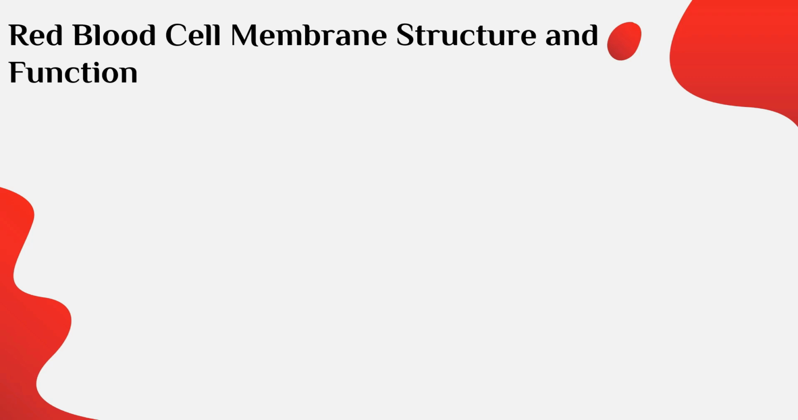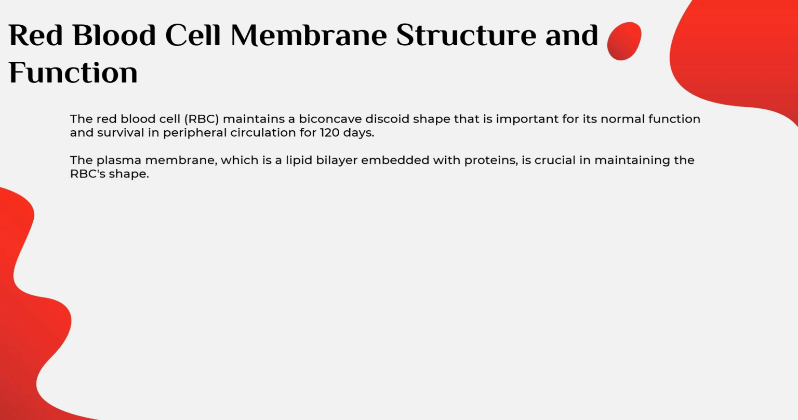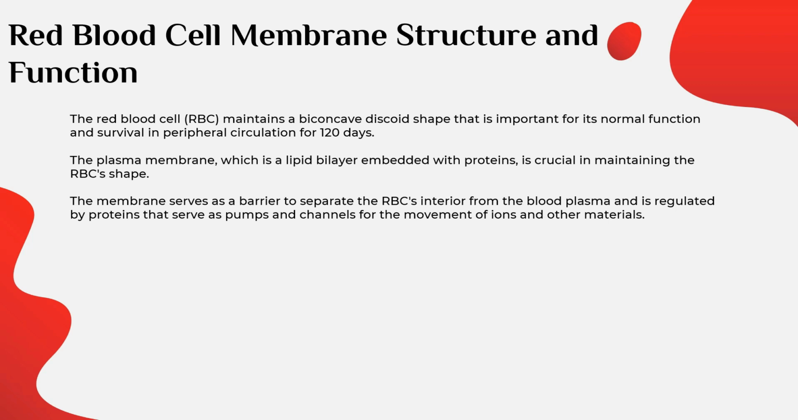Before we start, we will recall some pieces of information about red blood cell membrane structure and function. The red blood cell, RBC, maintains a biconcave discoid shape that is important for its normal function and survival in peripheral circulation for 120 days. The plasma membrane, which is a lipid bilayer embedded with proteins, is crucial in maintaining the RBC's shape. The membrane serves as a barrier to separate the RBC's interior from the blood plasma and is regulated by proteins that serve as pumps and channels for the movement of ions and other materials.